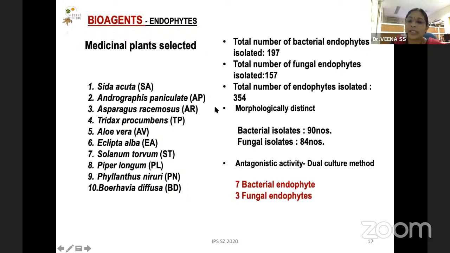Coming to the biological control, apart from Trichoderma and other isolates we are working on, we have isolated some endophytes from 10 medicinally important plants, and we got many isolates from there. Based on their performance, we selected 7 bacterial endophytes and 3 fungal ones. They were molecularly characterized. Once again we did selection, and finally we went with Bacillus licheniformis and Bacillus amyloliquefaciens.